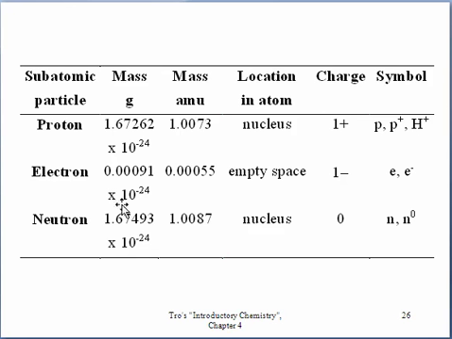Electrons have a much smaller mass, and we've kept the power of 10 constant here so you can actually do a comparison. Much, much smaller than the proton or the neutron. Mass in AMU, again much smaller. The location in the atom is outside of the nucleus. It is moving quickly, and the electron determines the volume of the atom. Its charge is -1, and here are its typical symbols.